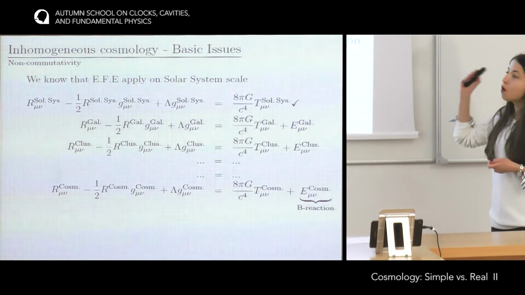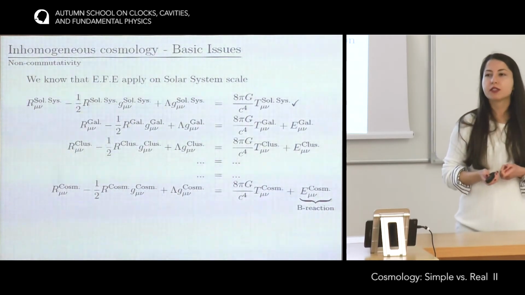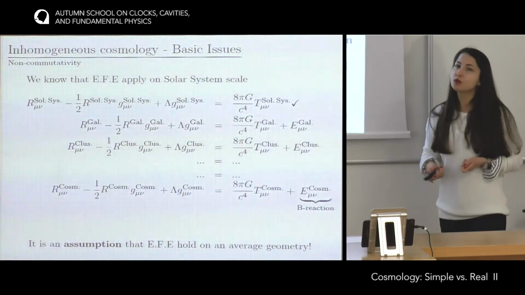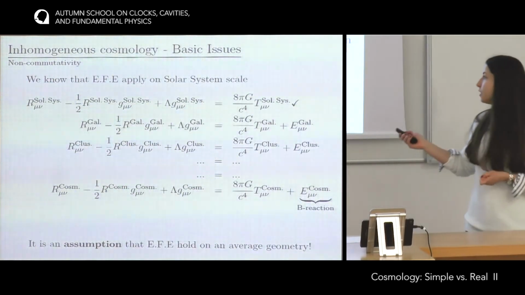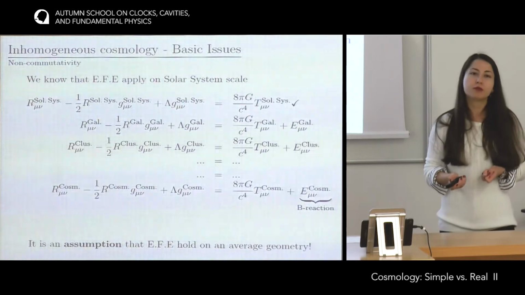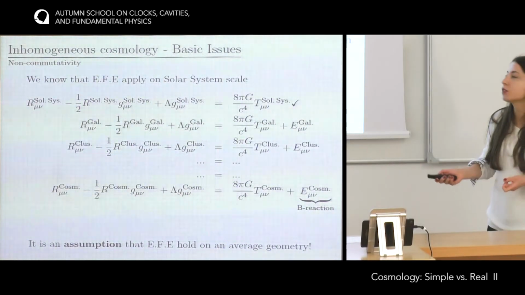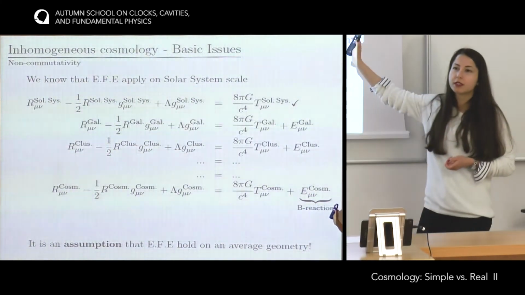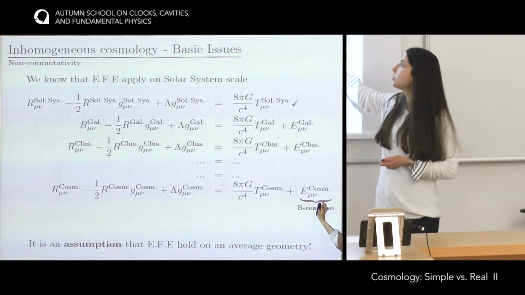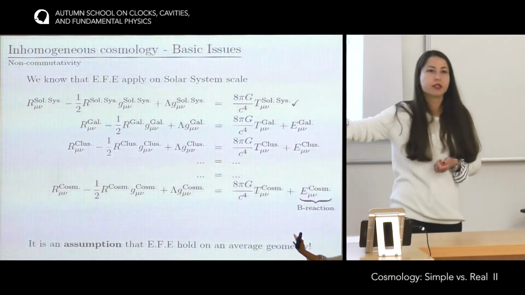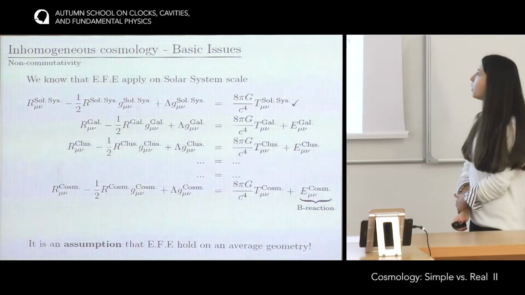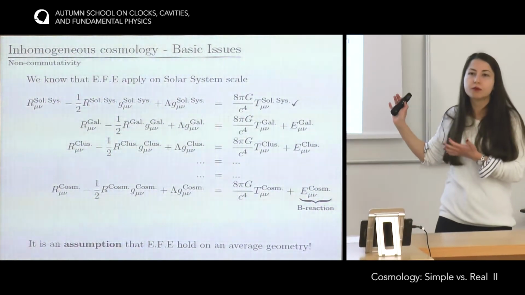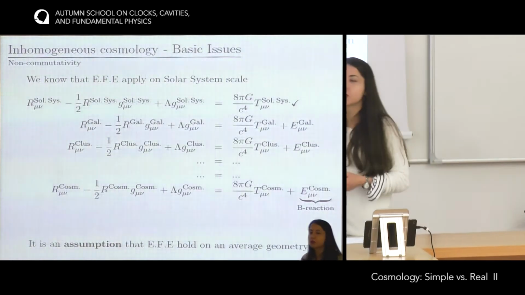So that means if we know that the Einstein field equations, GR, apply on the solar system scale, we should assume that the Einstein field equations hold on an average geometry. And that's what the standard model does, because originally you would expect an additional term here which the standard model doesn't have, right? It's an assumption that those terms go to zero at every scale you observe. So inhomogeneous cosmology is mostly after this additional term that shows up when you do the averaging, smoothing out.